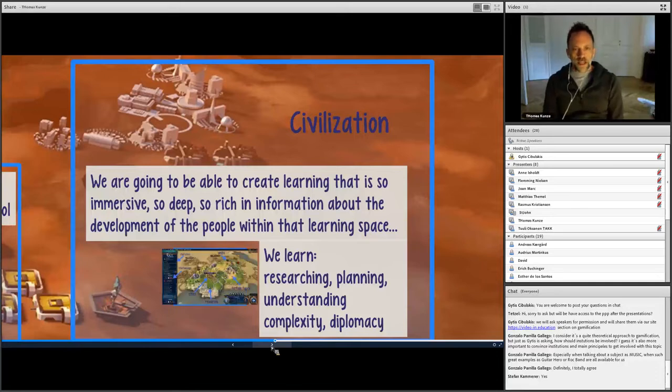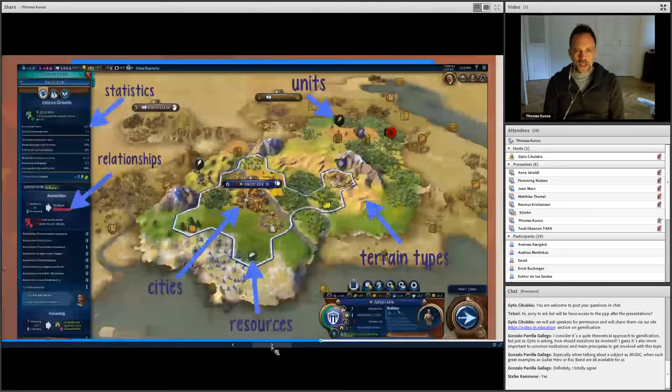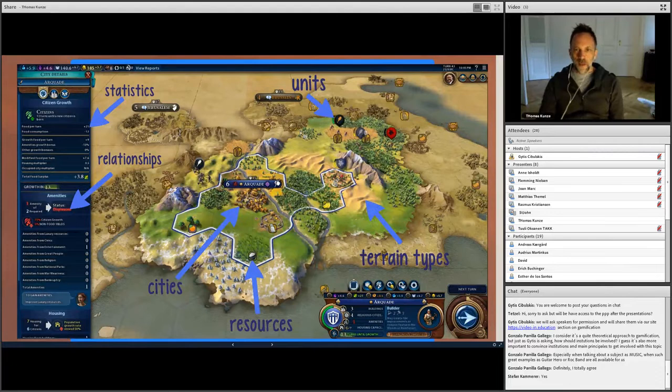So if we have a look at the game, this is an in-game screen, and you can say there's loads and loads of information. I just pointed out a few here, but I won't go too deep because this could take hours. For example, you see cities here, you see resources, different terrain types, units within the field. You have a lot of statistics telling you about almost everything, and you also have relationships of people to the government, or the government to other rulers, and so on. So it is presenting a really complex system to play with.